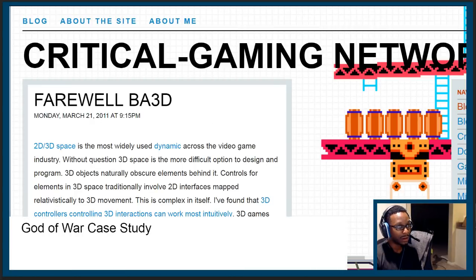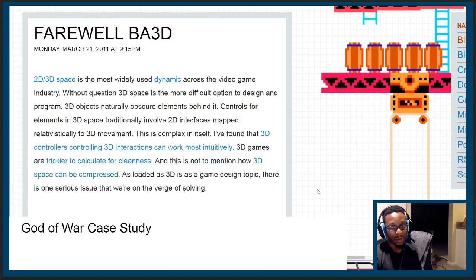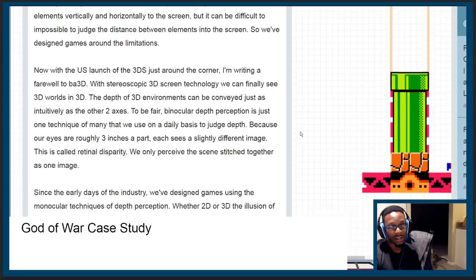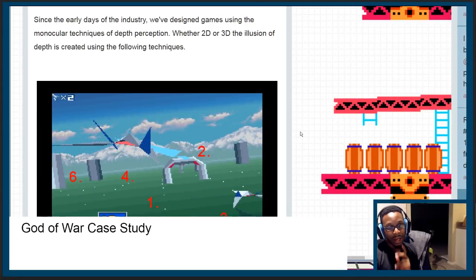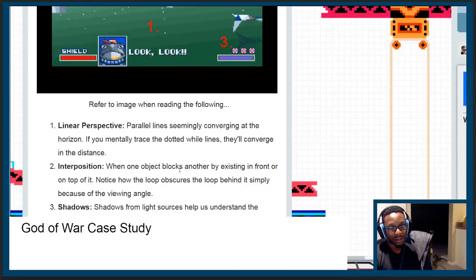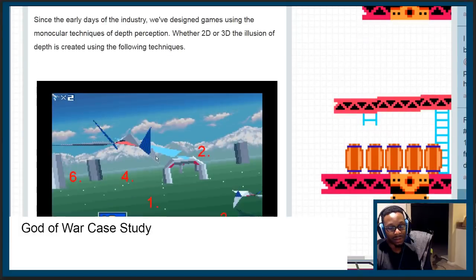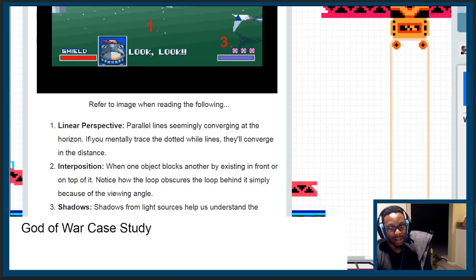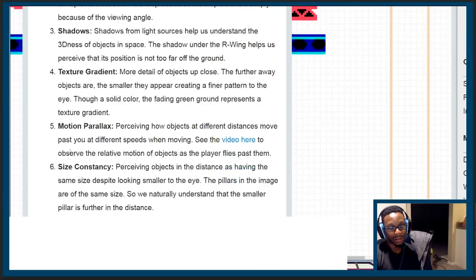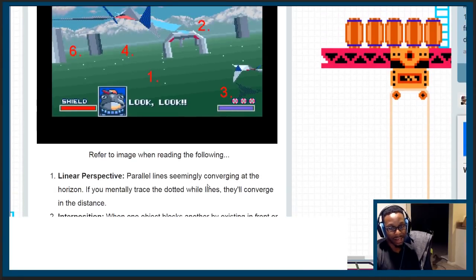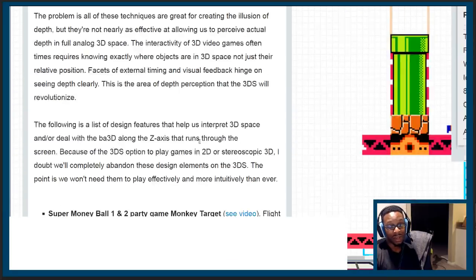There's this article here I wrote called Farewell Bad 3D, but I explained the whole phenomenon, the tech behind it, and the different ways that humans use binocular visual techniques to gauge 3D space, even if we're looking at 2D images. One of them is gradient, one of them is linear perspective, interposition, shadows, motion parallax, size constancy. And when you better understand these things, you better understand that video games have to do a lot in order to help us judge space, and oftentimes we still judge them not so well.